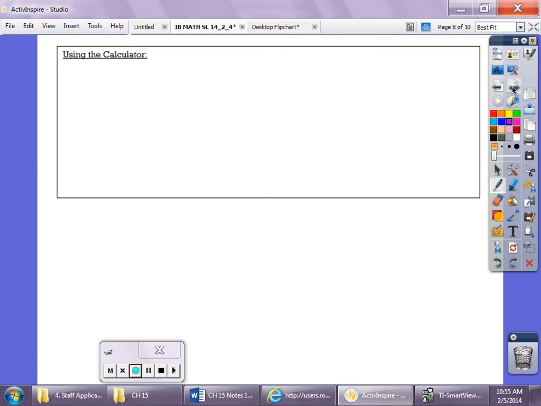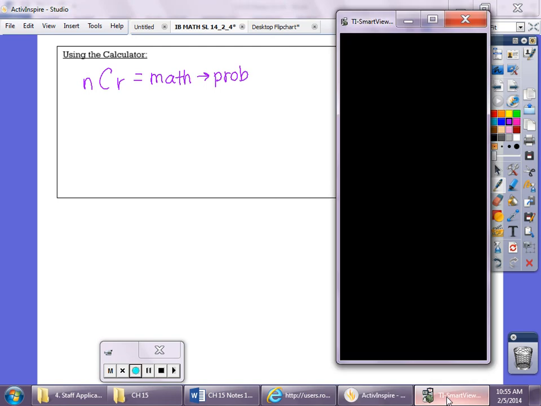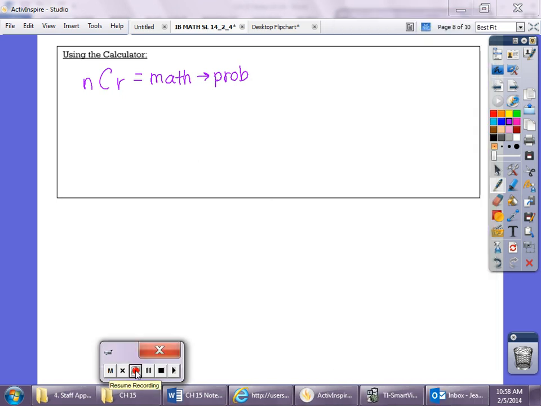Using the calculator, so we know how to do the NCR. That's math. Move over to probability. And I believe it's number 3 or 4. Can't remember off the top of my head right now. But you will actually be able to use something else. Let's see if it's still frozen. Yeah. Oh, Lord. So there are 2 other buttons where as long as you write down what you would have calculated, you're welcome to use the calculator to do the physical calculation.